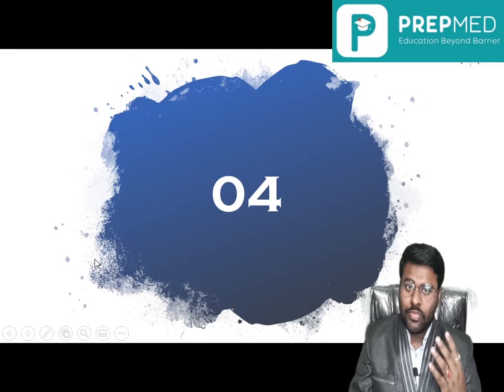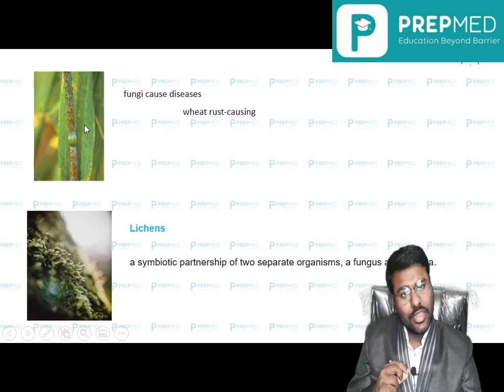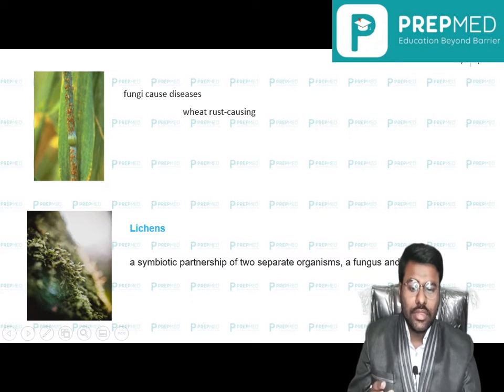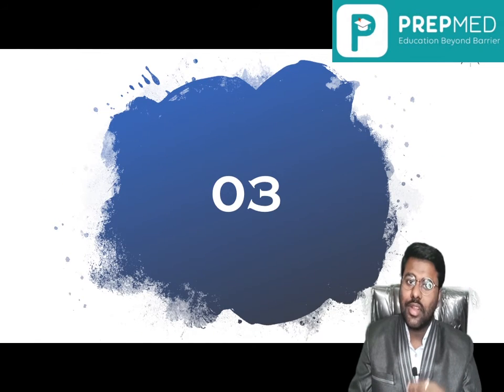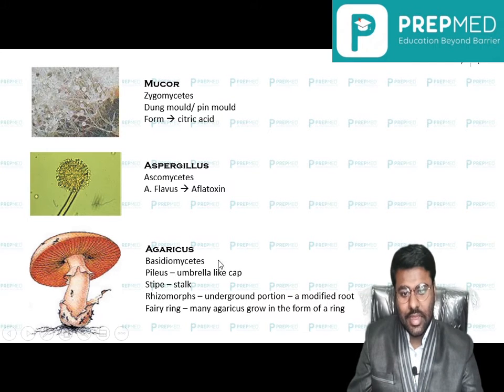Coming to slide number 4, where we can see white rust disease. This is caused by fungi. This is actually an image of white rust disease, newly added in your NCERT textbook, and this image is also newly added. This is the lichen image, where the fungus and algae are in a symbiotic association.